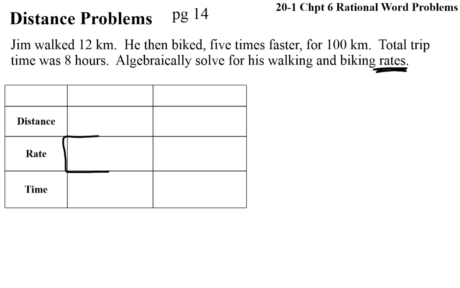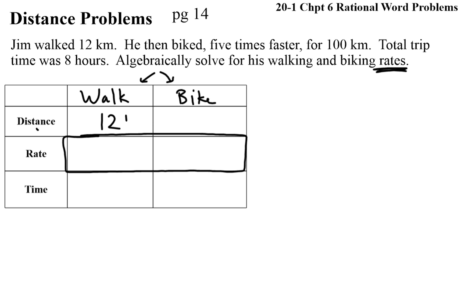So somewhere in these rate boxes, we need a variable. Well, what can we start with? What are the two things we're dealing with in terms of the trip, the velocities? Well, there was walk time and there was bike time. So now we want to fill that in. Do we know about the distance of the walk? It was 12 kilometers. The bike was 100 kilometers. That we know. The total trip time was 8 hours.